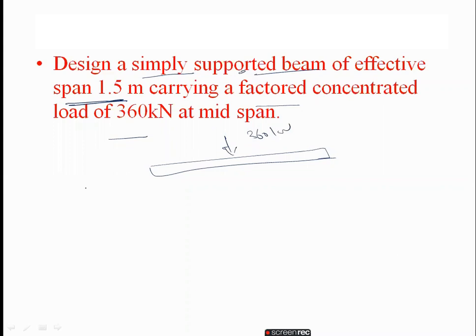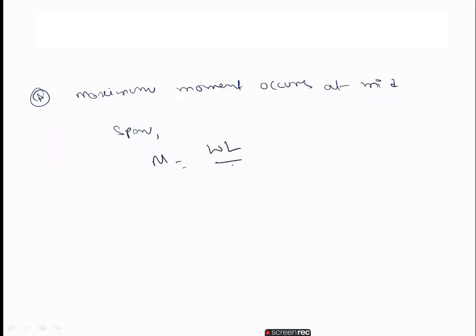First you have to calculate the maximum moment, which occurs at the midpoint. So I will write that: the maximum moment occurs at midspan. The formula for a simply supported beam is M equal to WL by 4. W is 360 kilonewton and L is 1.5 meter, divided by 4. Once you solve this, we get 135 kilonewton meter.